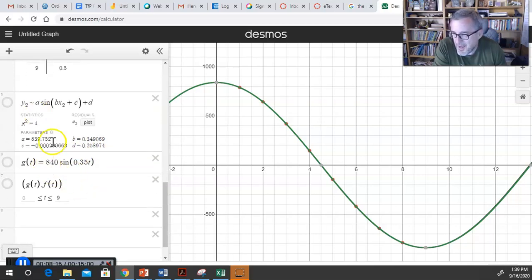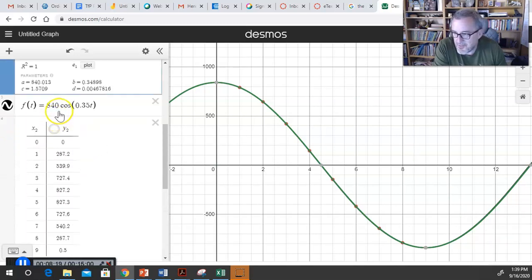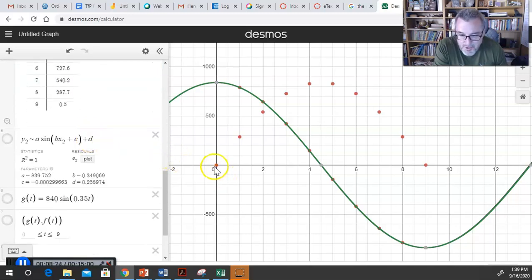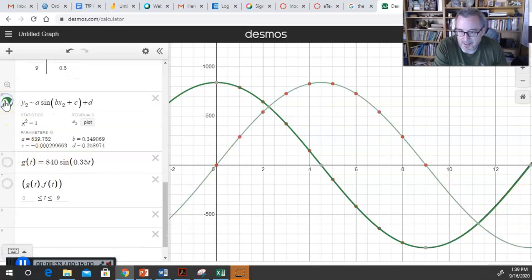So I just made it 840 sine of 0.35t. Now you can see, let me turn on the data first. There was the data, a more traditional sine wave, because notice we didn't have that shift. So we start at 0, 0, and we have at least a portion of the sine wave. And you'll notice there's the curve fit in its fullness, and then here's the curve fit in my kind of truncated, abbreviated version, and you see that it is just about as good.